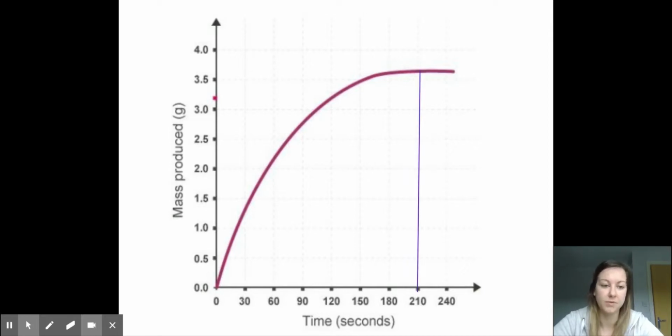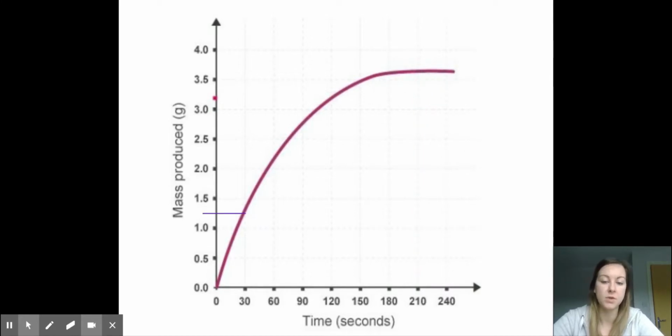Also, if you put above 210 seconds, then that's the reaction has already stopped for a while. So I would say the straightest part of that graph, kind of horizontally, is 210 seconds. So that's when the reaction stops, because remember, no more mass is being produced or gas is being produced.